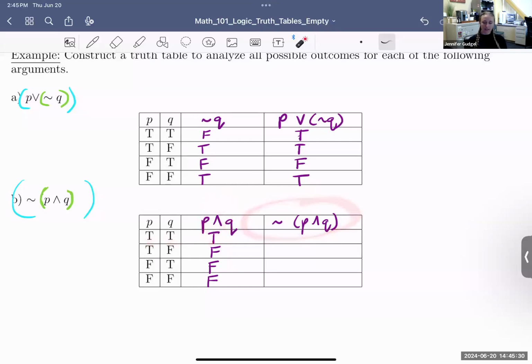Now we have the negation of what we just found. So it's going to be the opposite from this column here. So it's going to be false, true, true, true, because that's the opposite of what we had right there. False, true, true, true. And that's our truth table.